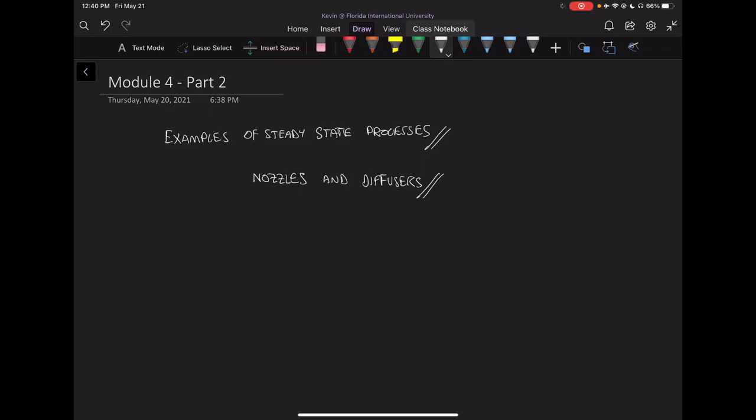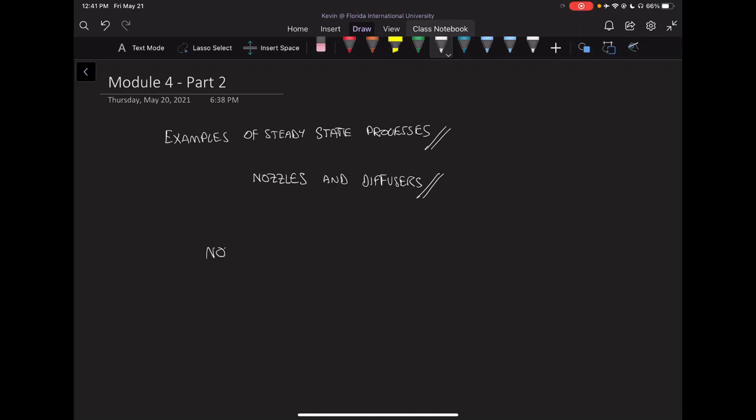In part 2 of Module 4, we're going to be talking about some examples of steady-state processes and how we can apply the first law to these processes. And the first type of device that we're going to be looking at are nozzles and diffusers.